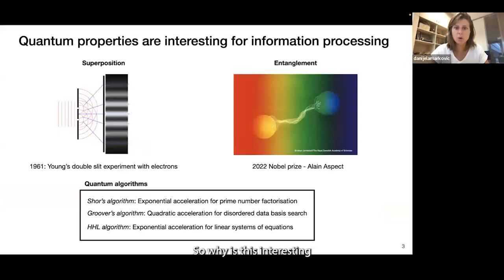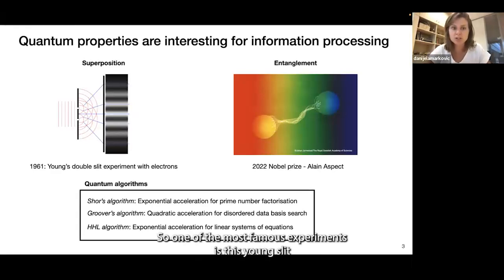So why is this interesting for quantum computing? Well, it means that quantum systems can take a few values or a very large number of values at the same time. So this is something that is very non-intuitive, and we've been trying to convince ourselves that it's true for like the past century, pretty much. And there have been multiple experiments that have proven that it actually is the case.